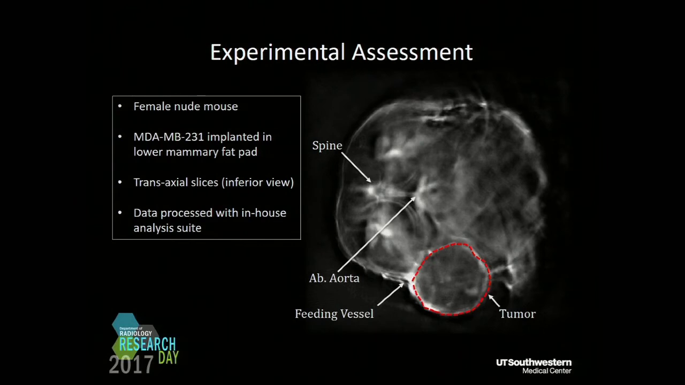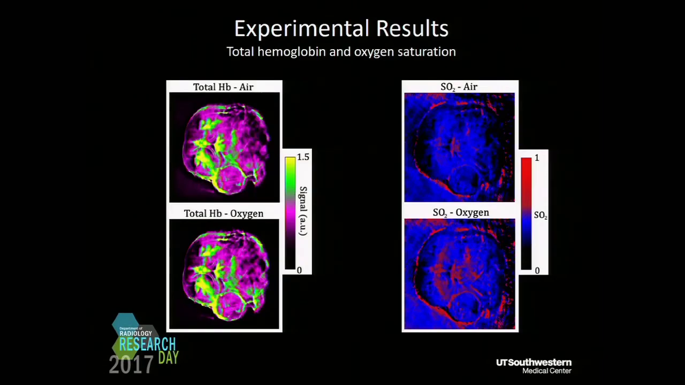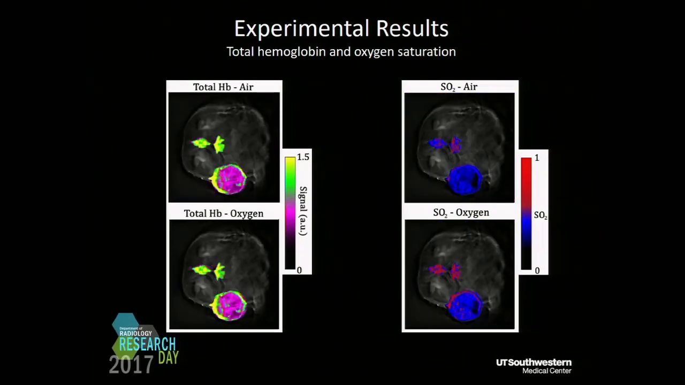So here's the spine, here's the abdominal aorta bifurcating down to the femoral arteries. Feeding vessel here feeding this large tumor ROI. And so from the single wavelength image, it's not apparently clear what is going on inside of this, but we can generate total hemoglobin and total oxygen maps, which, although a bit messy, we'll just look at the ROIs.